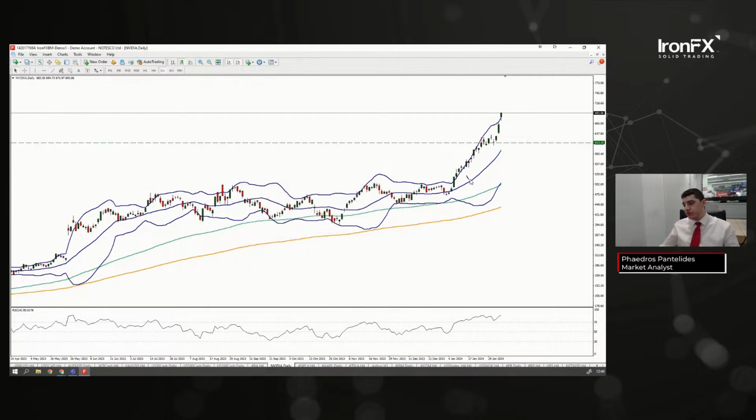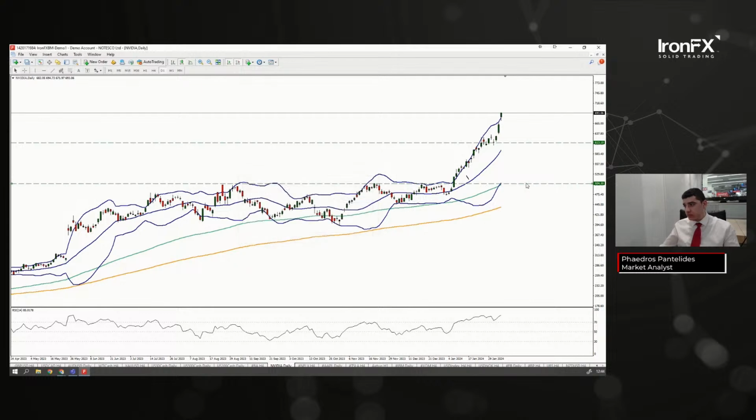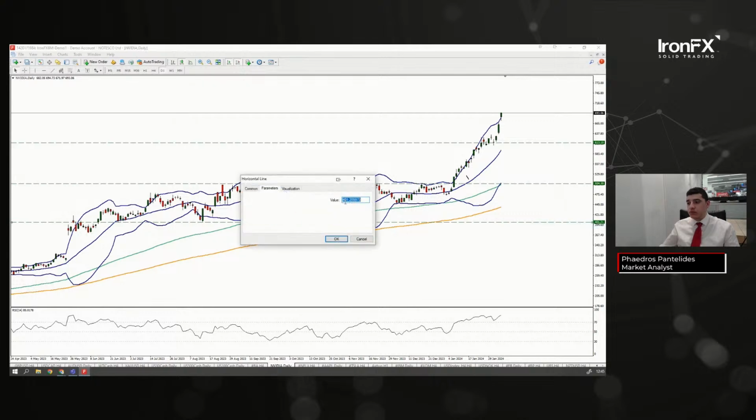For S2, take this previous high. So resistance turned to support, 504.30. And then previous low, 401.20 for S3.